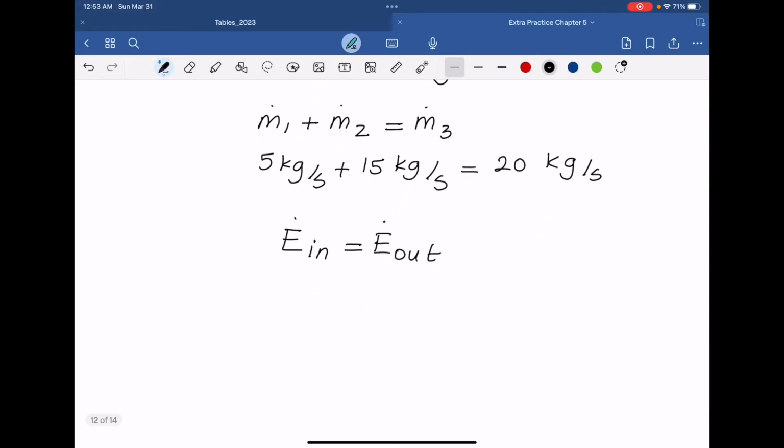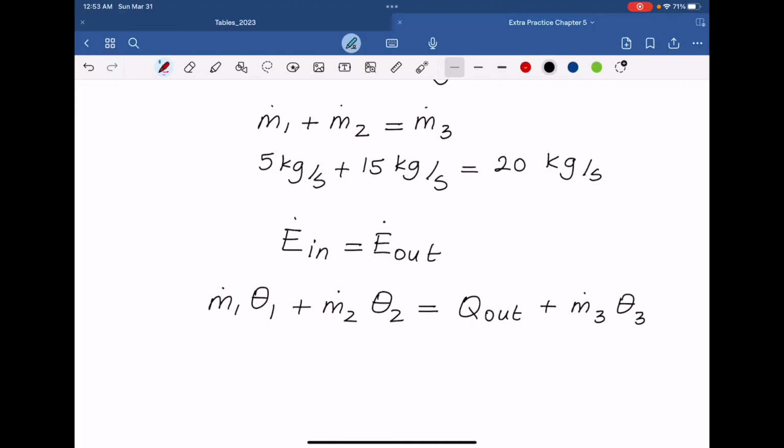Energies are getting in from the first inlet and getting in from the second inlet and getting out as heat and getting out as the energy of the fluid. So they're asking for this term. What can we do? We can solve this energy balance, because they already give us everything here.